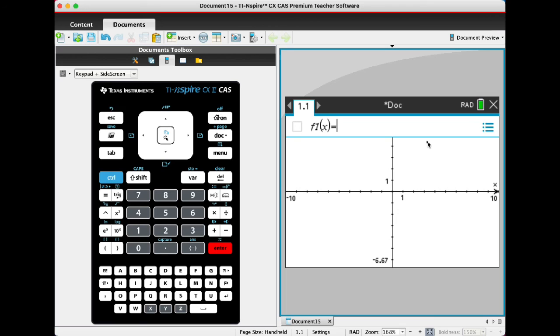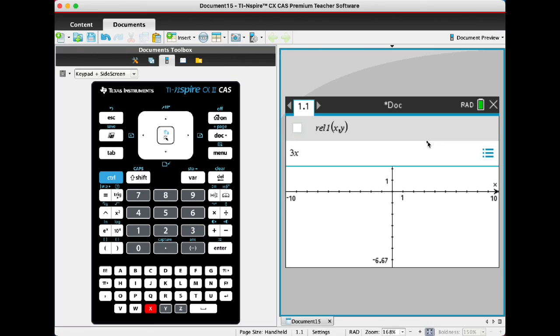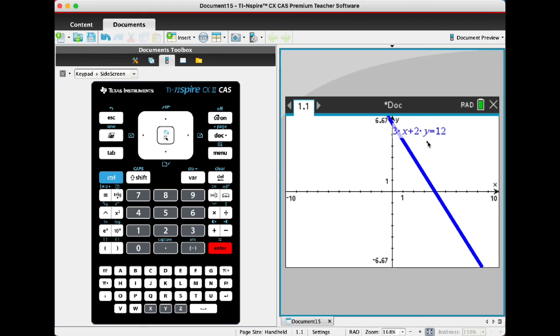Now I have a blank screen again. This time, instead of using the template, I'm going to press the delete key. And at the very bottom, we have relation. Select relation and just type in 3x plus 2y equals 12. Press return, and there's another way in which you can put in an equation that is not in the form of y equals mx plus c.